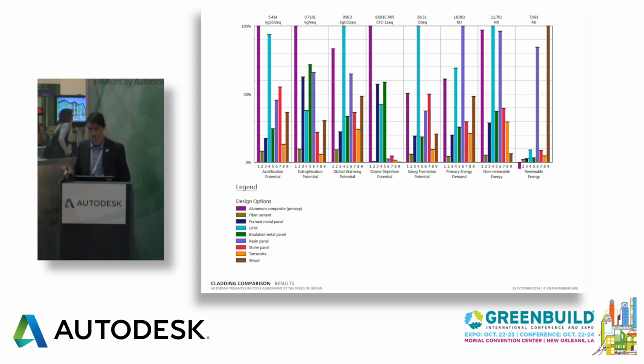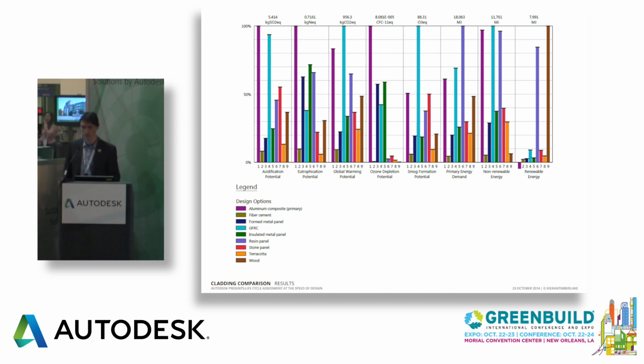So this is the set of results for that study. You'll see the similar representation across those impact categories. And a couple of interesting things to note here. Perhaps not surprisingly, the terracotta and the wood products come out looking pretty good. You'll see, particularly with the wood products, very low non-renewable energy impacts. Of course, more renewable energy is used in that production.